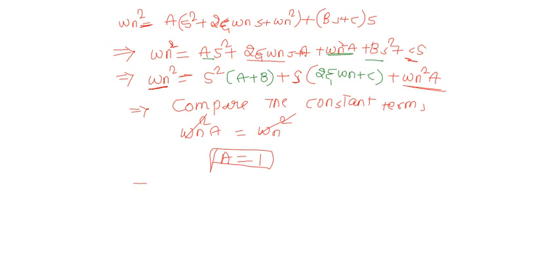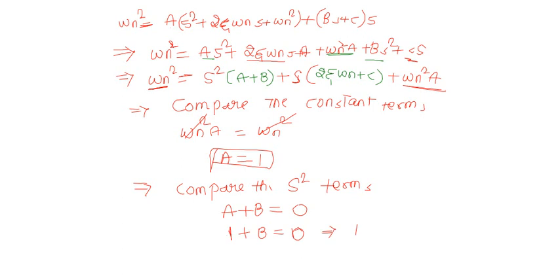Similarly, compare the S square terms in order to find out the B value. Whenever I am comparing the S square terms, in the left hand side we are not having any S square terms. In the right hand side we are having S square terms, that is A plus B. So A plus B equal to 0. But we know that A is 1. So substitute A value here, 1 plus B equal to 0. So from this we are finding out the B value, that is B equal to minus 1.